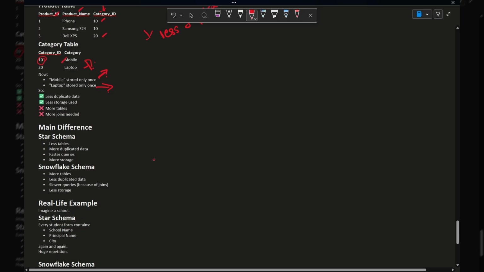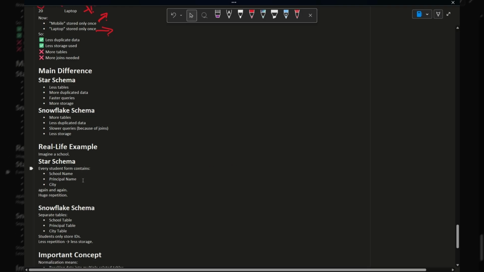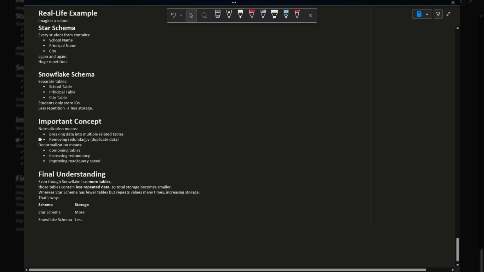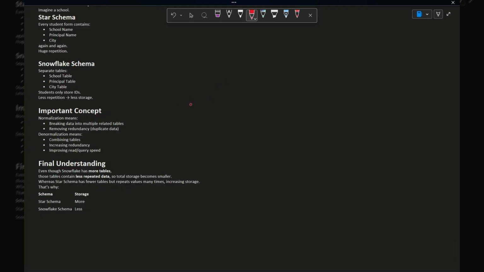Now we understand why the Snowflake schema, even if it contains more tables, consumes less storage. In the Snowflake schema there is no duplicated or redundant data, and storage is consumed by redundant and duplicated data. So that is one thing.